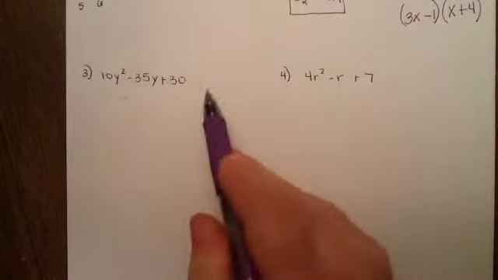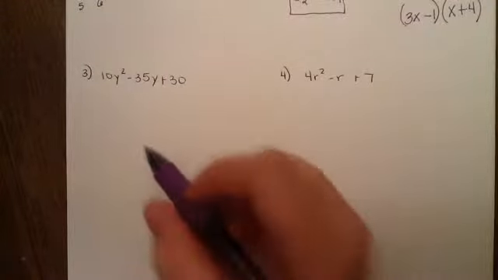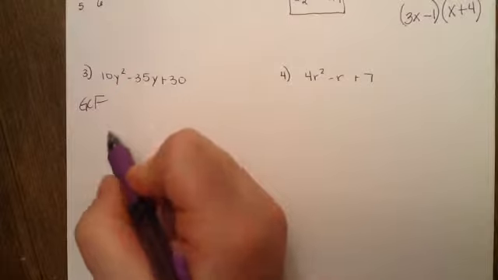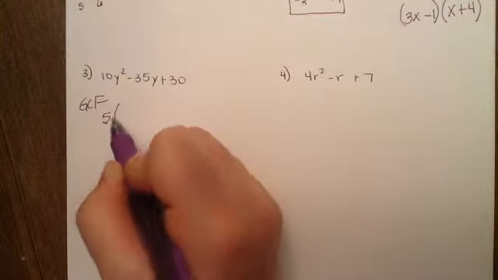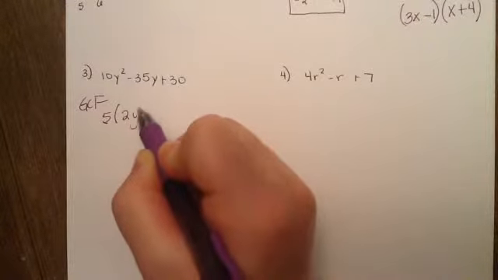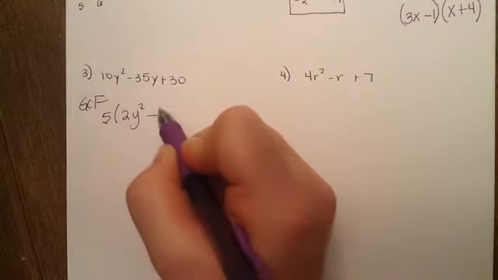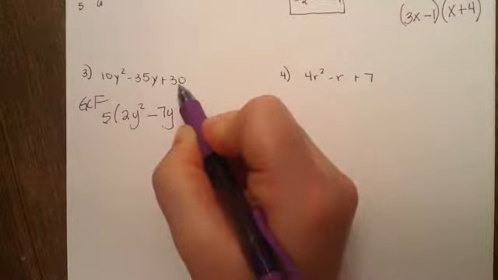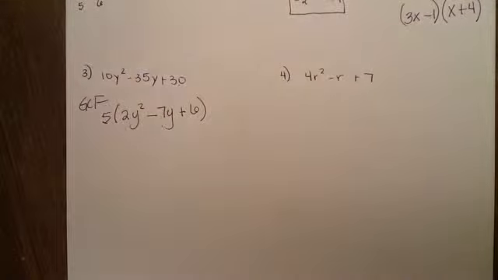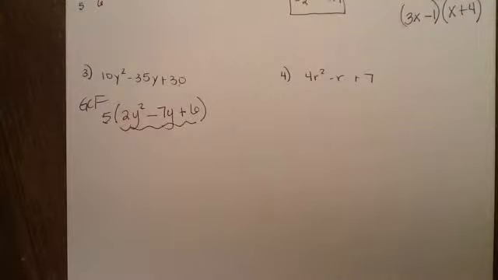Before I start timesing, what do you notice about these three? They all can be divided by 5. So I'm going to do greatest common factor first. Pull out a 5. If I pull out a 5, divide by 5, we get 2y squared. What about here? Divide by 5, minus 7y. Divide by 5, plus 6. Now, using the inside piece, factor those like we did the two before.